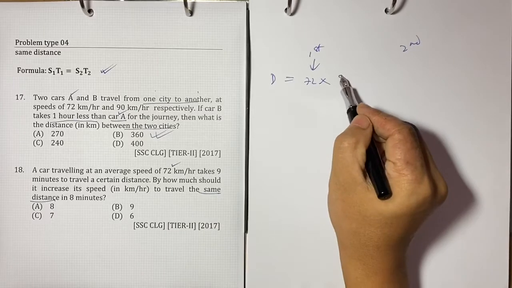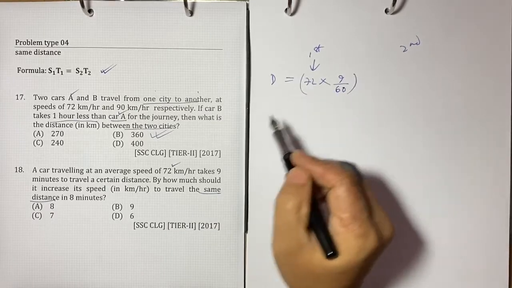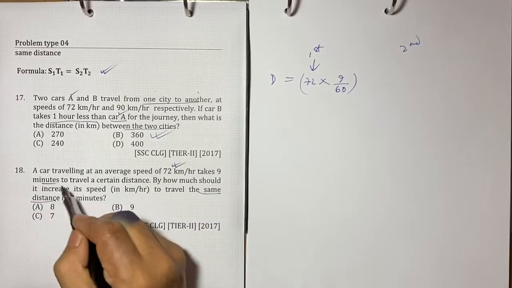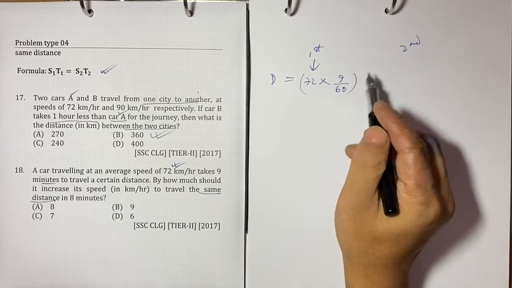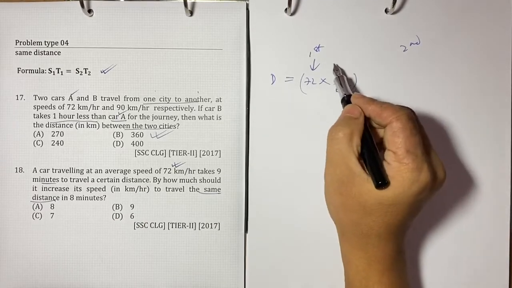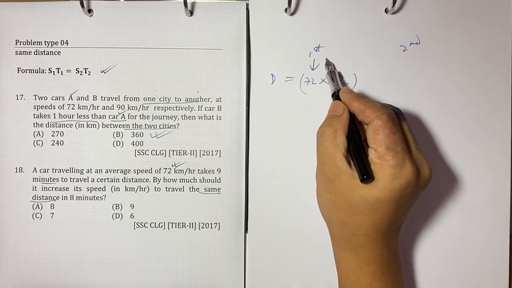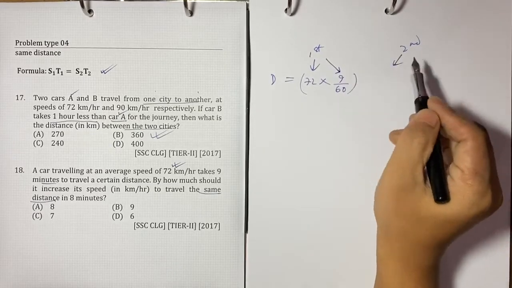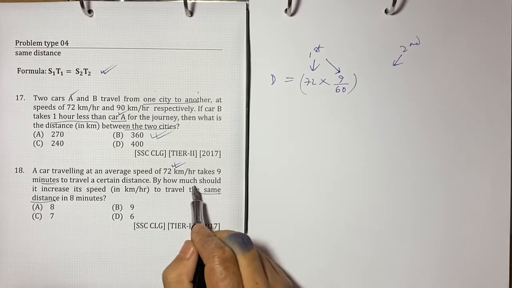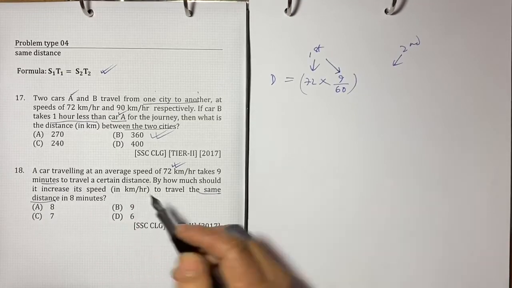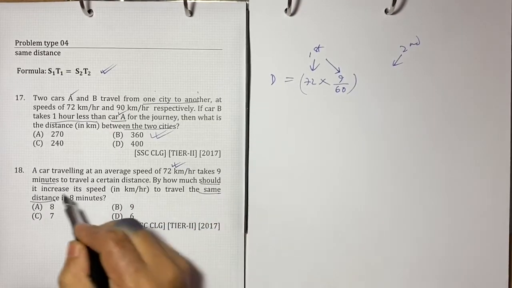9 minutes. So 9 by 60 hours, we convert minutes into hours, because speed is in kilometers per hour. This is the speed, this is the time. Second part: how much should it increase its speed? We don't know by how much it should increase its speed.